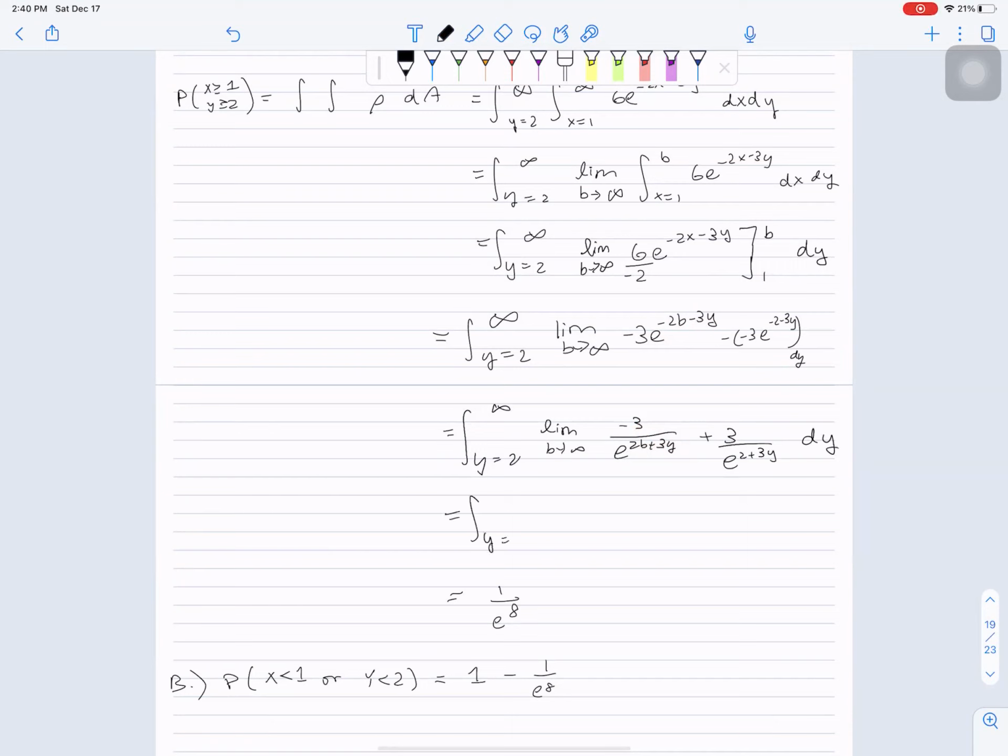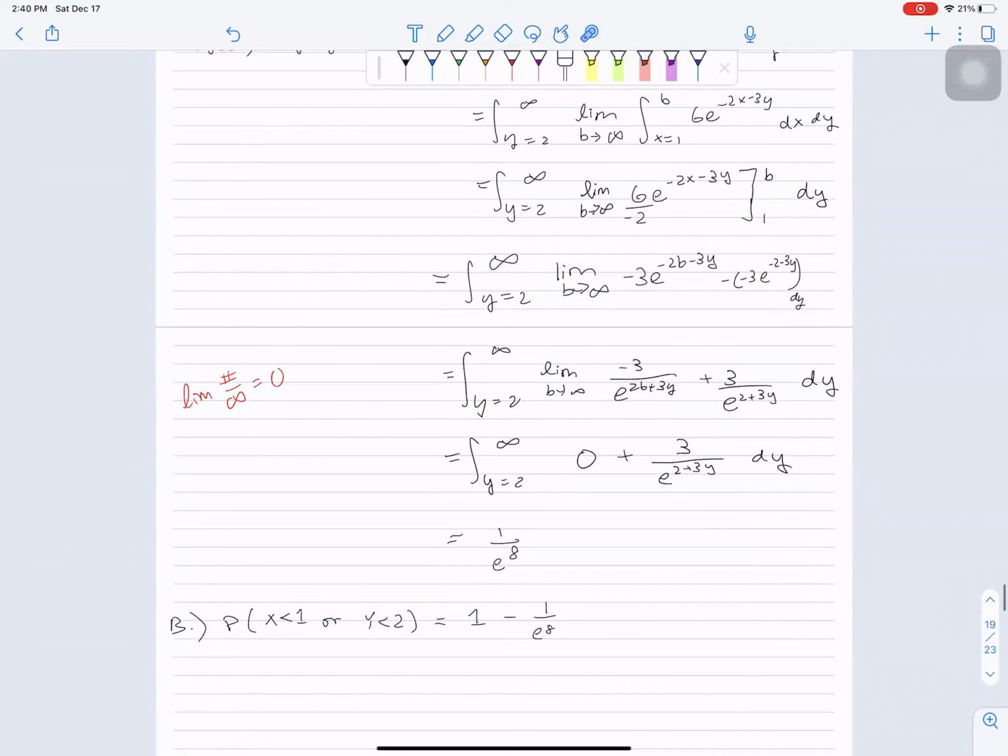Okay, so I have the integral from y equals 2 to infinity of. What happens when b goes to infinity? When b goes to infinity, this denominator is very large. And we know that if you have the limit of some number over infinity, that gives you 0. This is 0 plus 3 over, there's no b's here, I already plugged in the b's for 1. So I just have a constant here. Okay, and then from there, you should be able to integrate with respect to y and do the same thing.